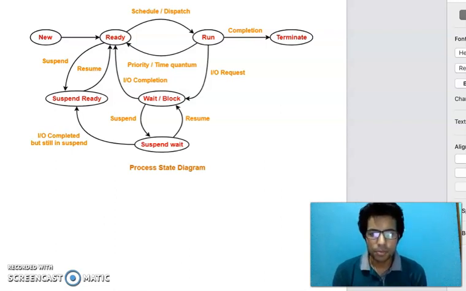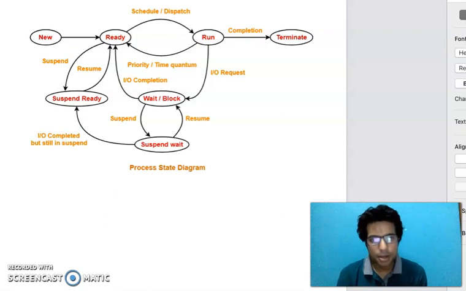In the running state, if there is a need for any input output request, then that process will move to the wait or block state. In the wait state, if the input output request is successfully completed, it will move to the ready state for execution again. The process will again wait for the CPU, and this is continuously performed by the operating system until the process is successfully executed.